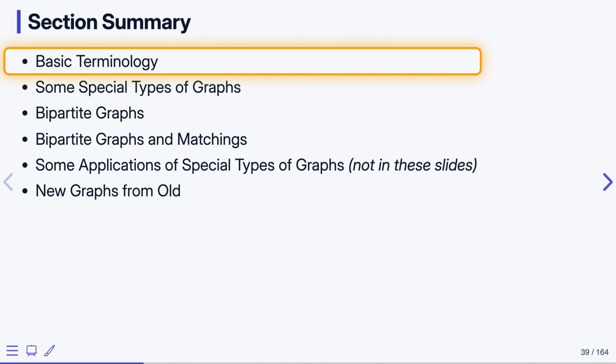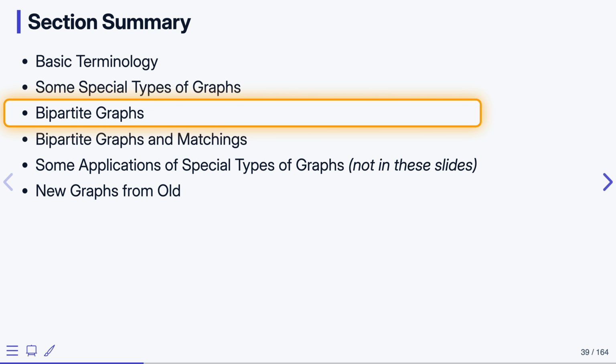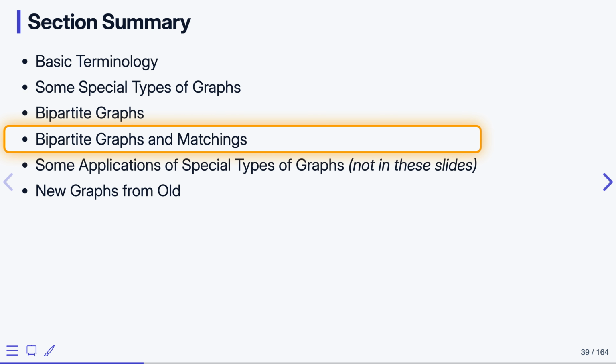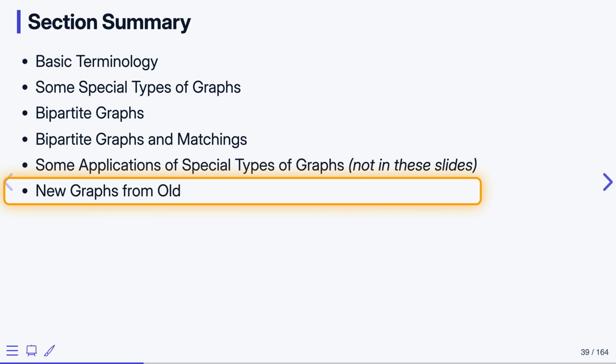This is the plan for this section. First, we cover the basic terms. Then we look at some special types of graphs. Next come bipartite graphs, and how bipartite graphs are used for matching. Some real applications of the special types are in the book, but not in these slides. And at the end, we build new graphs from old ones.